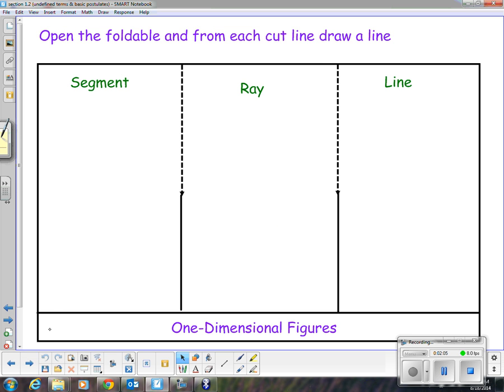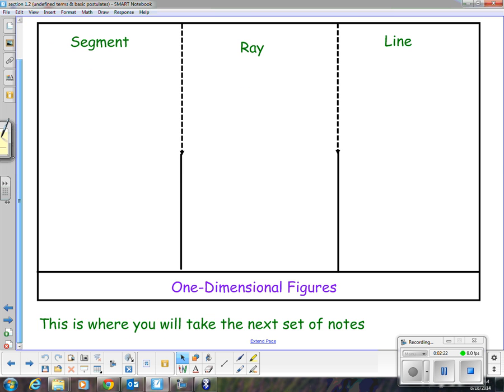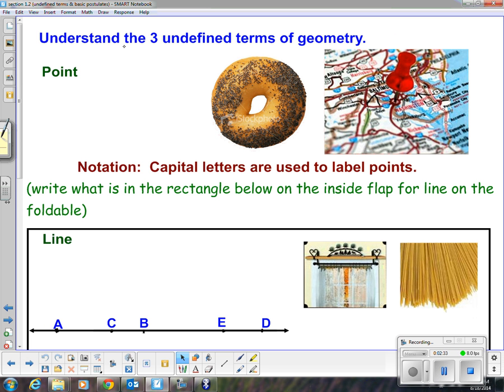I'm going to move on. So when you open the foldable, now this is going to be kind of loose because that's where you cut, but that's solid. This is what it should look like. I need you to write small segment on this flap, ray at the top of this one, line at the top of this one, so you remember what we have when you open it and what is what. All right, so now you're going to be taking notes on these different flaps, and I'll let you know when you need that foldable. But first we have to talk about the three undefined terms of geometry.